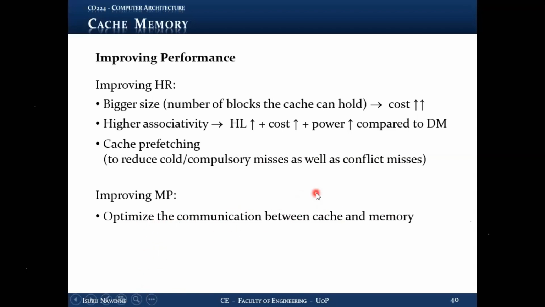We'll not go into detail on that, but can you think of a way to improve the miss penalty of a cache other than the communication? If you can assume that you have the best communication technology, everything is optimized, what might you be able to do to improve the miss penalty of a cache? Can you suggest some ideas?